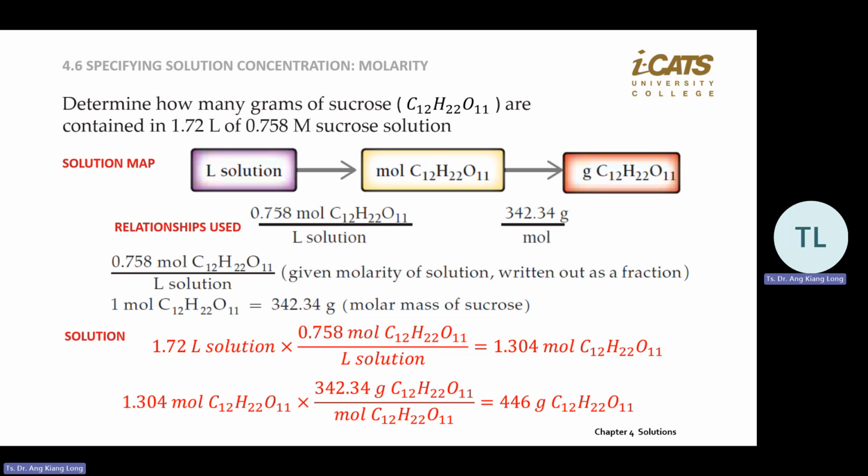Basically, we're still doing the same equation. Molality equal to X mole of solute divided by 1 liter of solution. You find how many moles are inside the solution, then you find how many gram of that. In the test, you don't need to show me the solution map. You need to show me the relationship, which means the general equation. What is molality? Then you do the calculation.